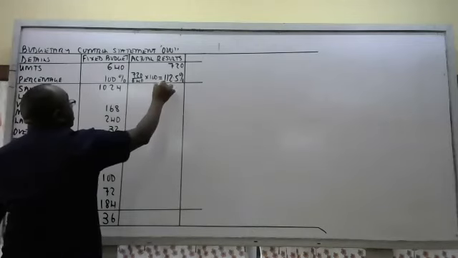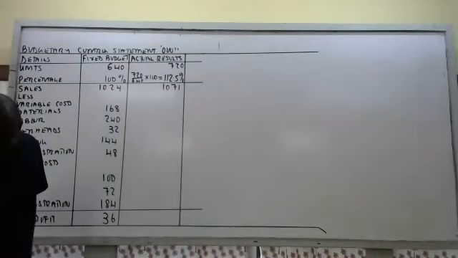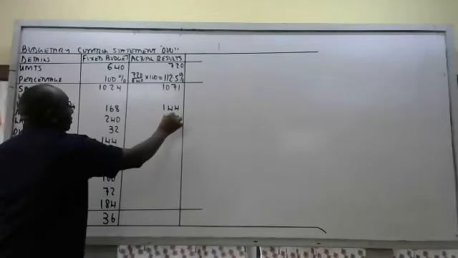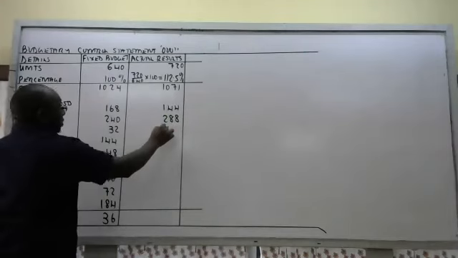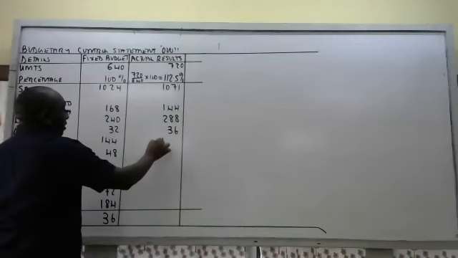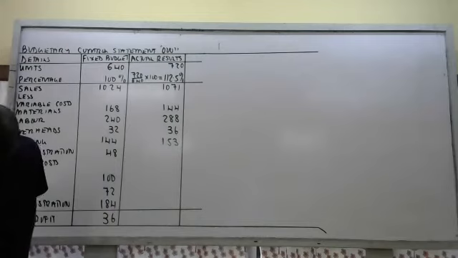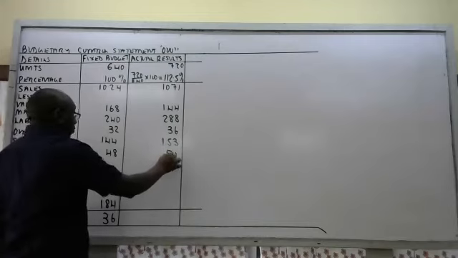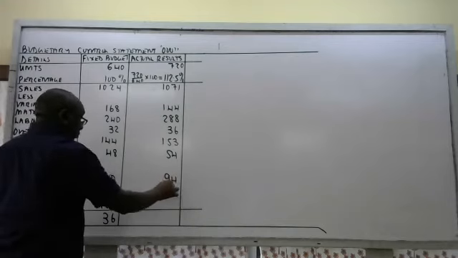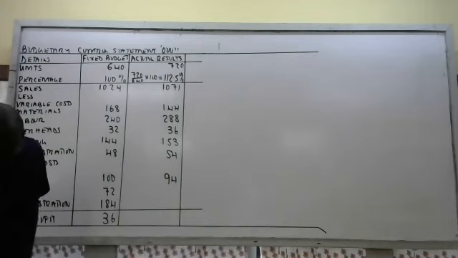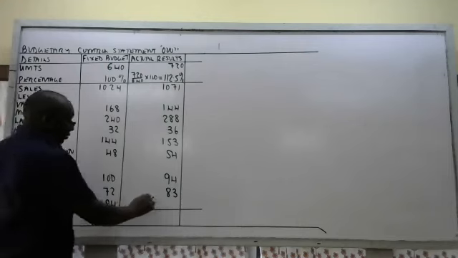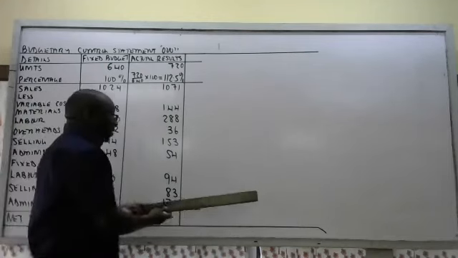Sales 1071. Huyo mwingine 144. Then 288. Then 36. Selling variable is 153. Administration variable is 54. For the fixed, labor is 94. Selling is 83. And administration is 176.